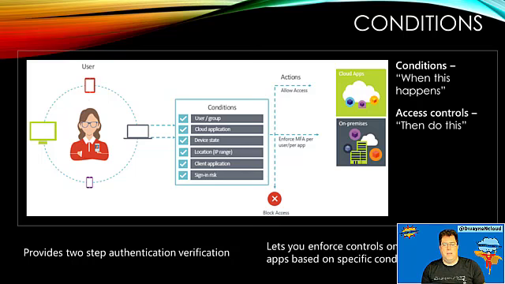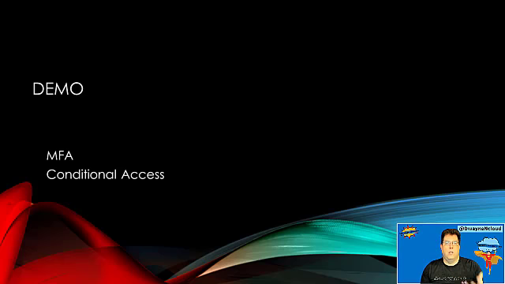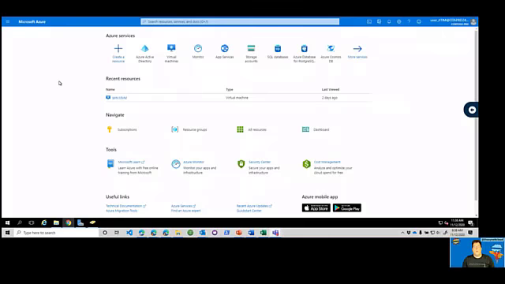And it might be that, okay, this user is at a certain location that we have verified, so we allow access. But otherwise, we might enforce MFA or we might block access. So let's take a look at these capabilities real quick. So we're in the portal now.